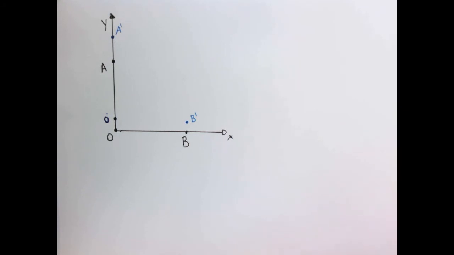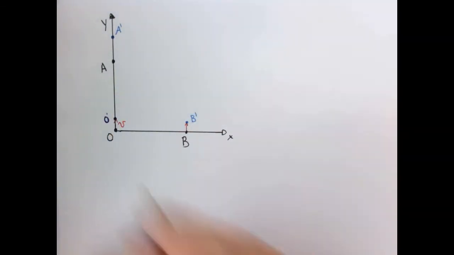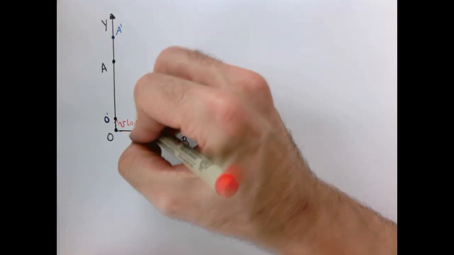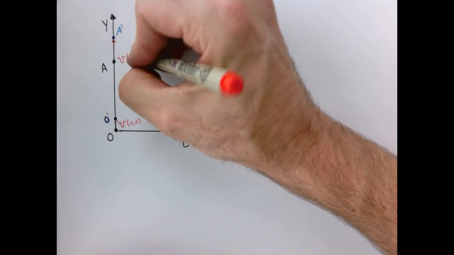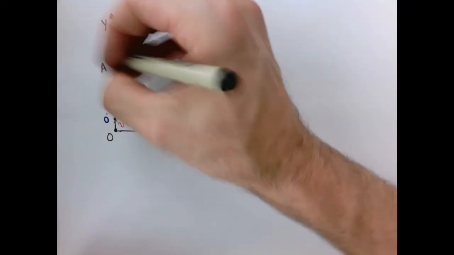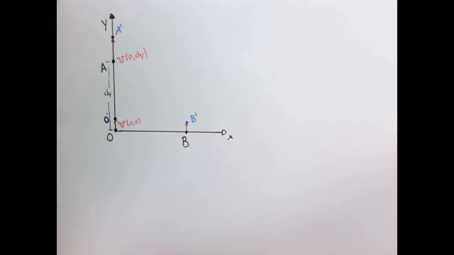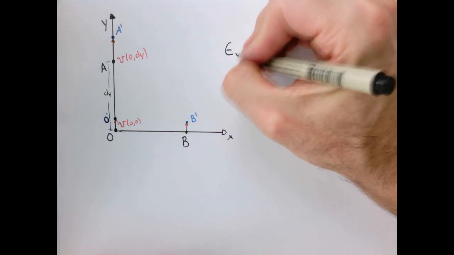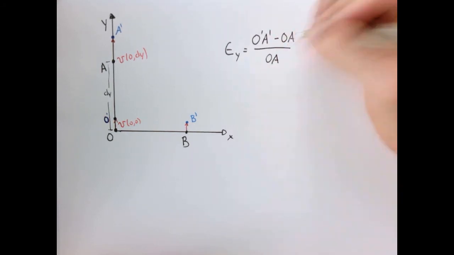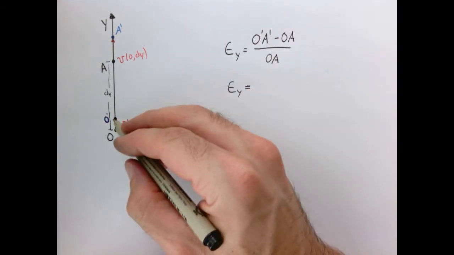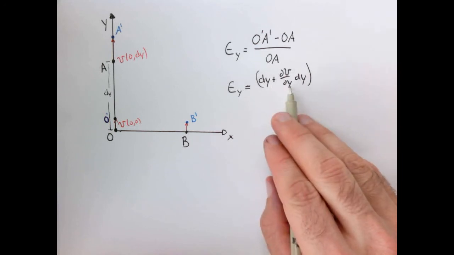Now let's consider the analogous vertical motion, where all these points move upwards. This has the vertical component of the displacement vector v, evaluated at 0, 0. The motion here is given by v, evaluated at 0, comma dy, where dy, if we remember, is the distance between points O and A in the original configuration. Now we want to evaluate the strain in this direction. The strain in y is just the distance from point O prime to A prime minus OA, over OA. By analogy, the distance from O prime to A prime is dy, the initial distance, plus the partial derivative of v with respect to y times dy.